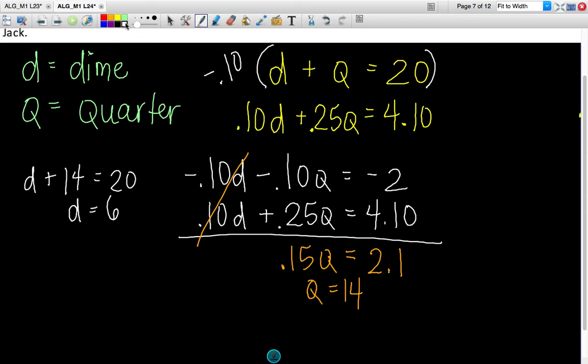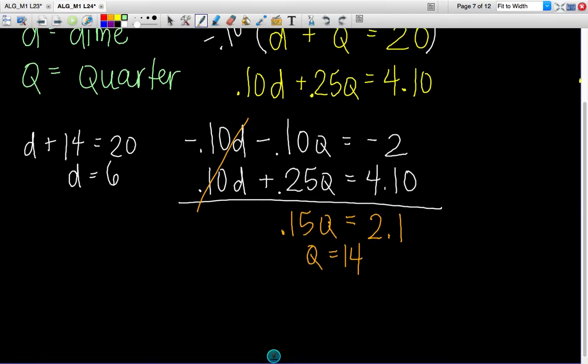So in words, again, you need to write your solution in words, since it's a word problem. Jack has 6 dimes and 14 quarters.